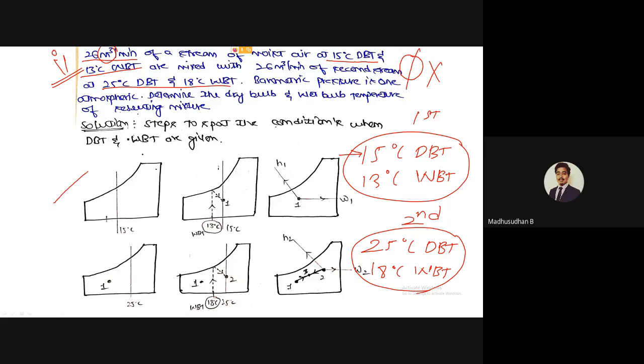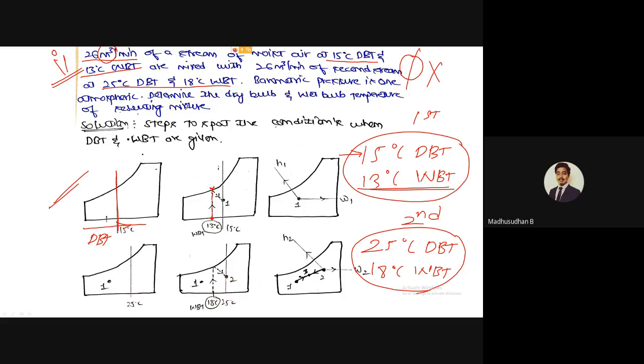In the skeleton psychrometric chart, I have just indicated how to draw it, rather than using the full psychrometric chart. First you have to trace the 15 degrees Celsius DBT line, as this axis indicates DBT. Just trace this 15 degrees Celsius line here. Now for 13 degrees Celsius WBT, first spot the 13 degrees Celsius point here. From that point, move vertically till it touches the saturated curve.